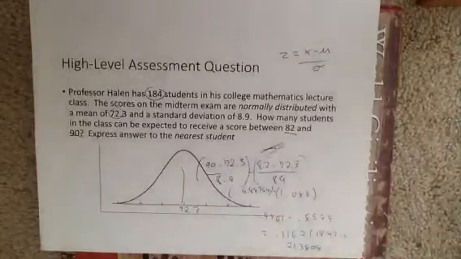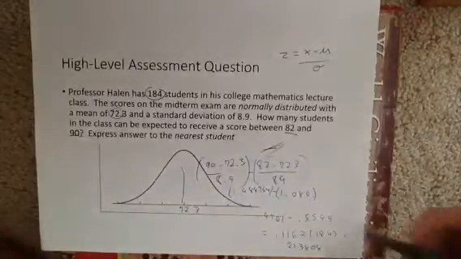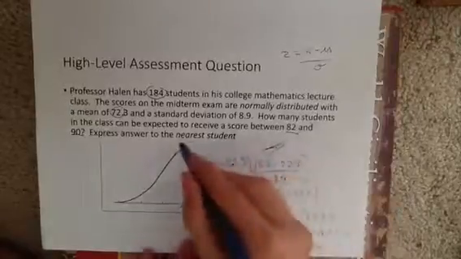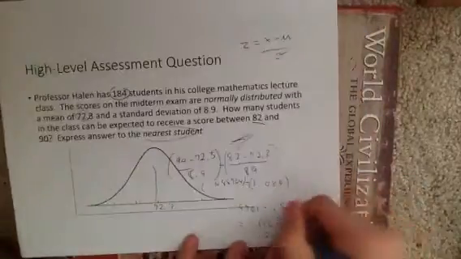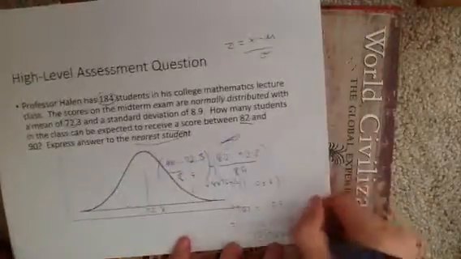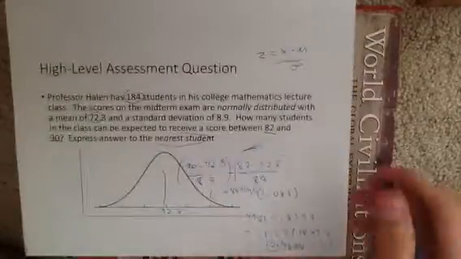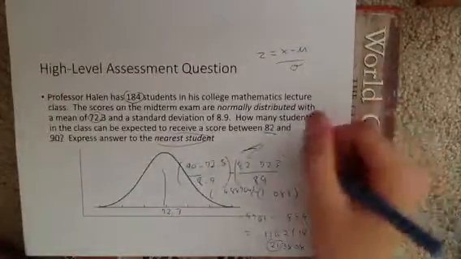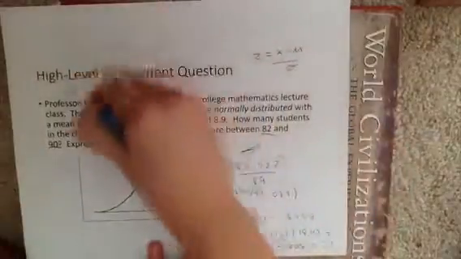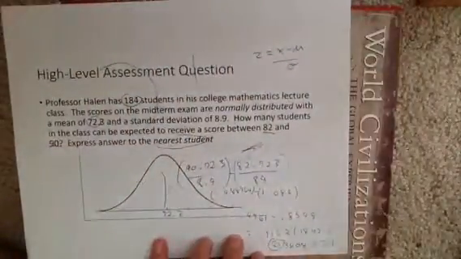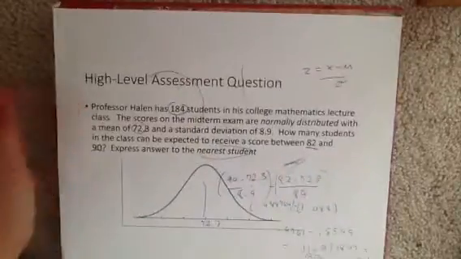Okay, anyway, so it says round to the nearest student. Make sure you remember that. And when you round this to the nearest whole number, you get 21. So in total, 21 students will be expected to get a score between 82 and 90. Alright, great work, everyone.